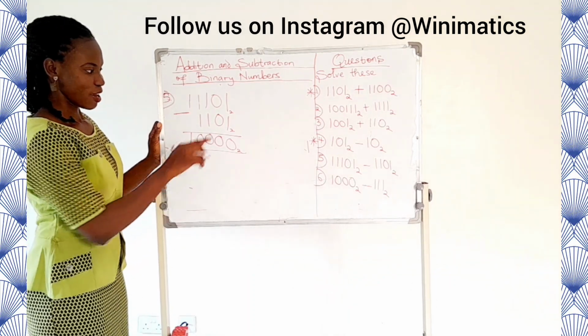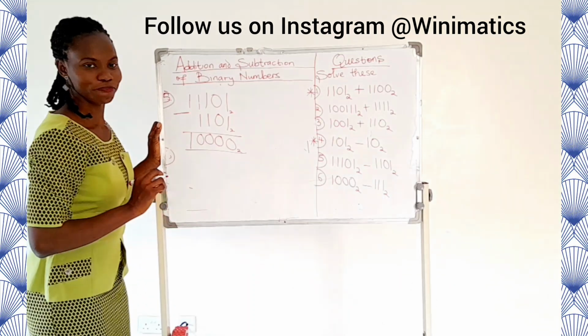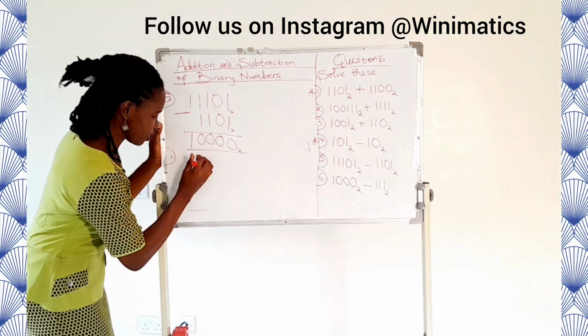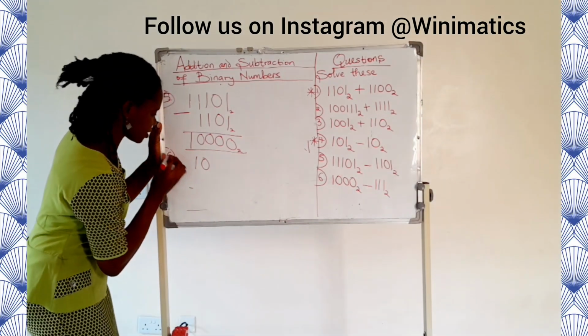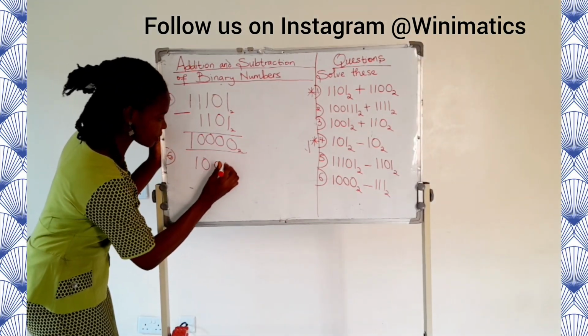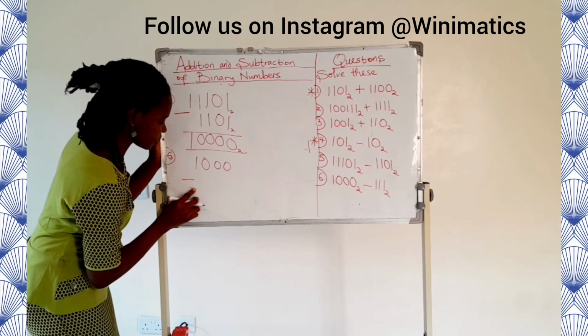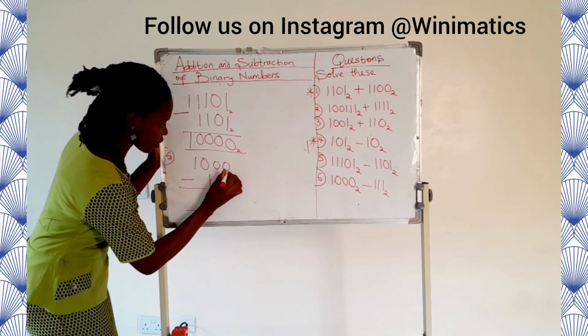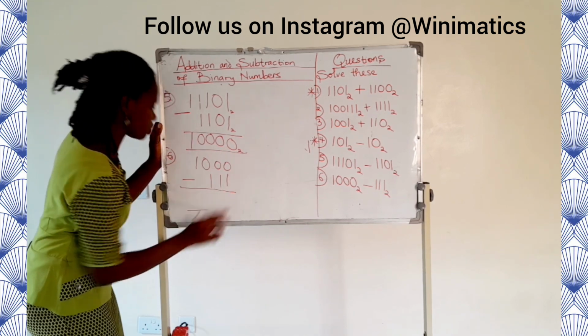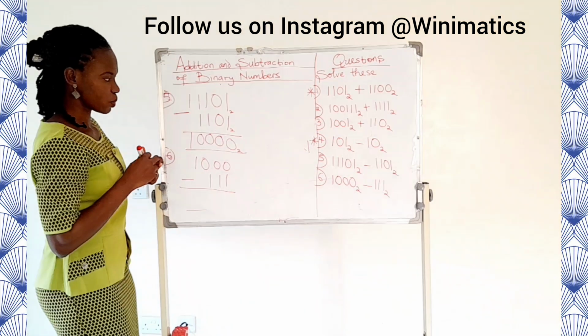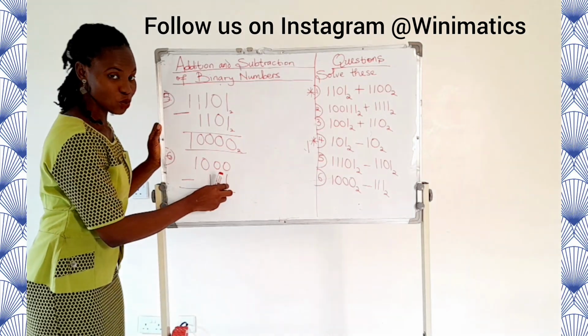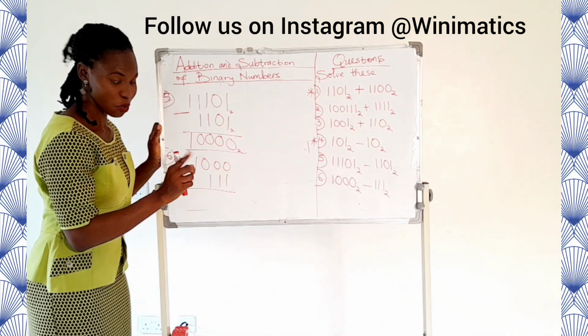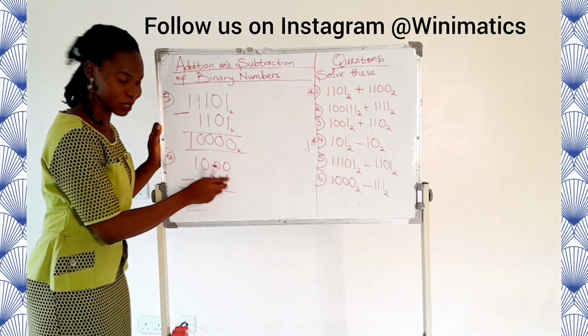Right? Okay, let's attempt 6. Number 6: 100 minus 111. They are all in base 2. Just know they are in base 2. So we start. 0 minus 1. Can it go? No, it cannot go because 0 is smaller than 1.